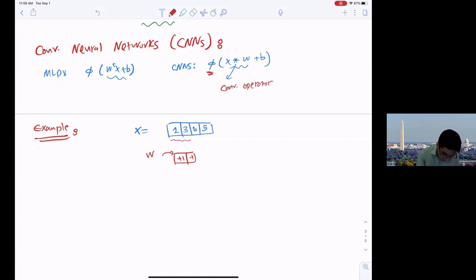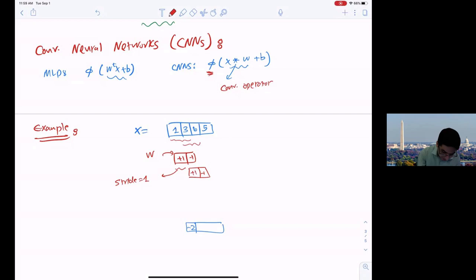What is the result of that inner product? One times one plus three times minus one, so I'll get a minus two as my output. Then I'll report minus two. And then with the parameter, which is the stride, I'm going to shift my weight. If my stride is one, I shift by one; if my stride is two, I shift by two. And again, I look at the inner product, the similarity of my filter with this portion of my input. In that case, I'll get a minus seven, for instance.